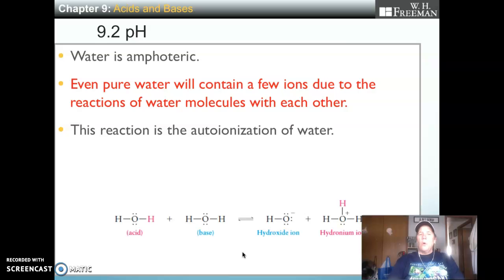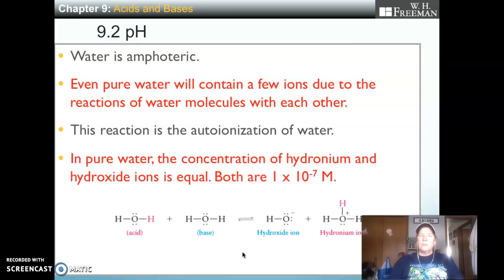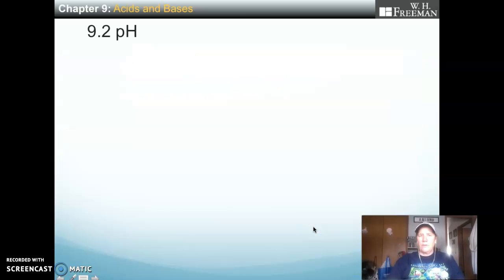So water auto-ionizes. Just let it sit and it'll still break down into those ions. In pure water, if you've got distilled water, the concentration of hydronium and hydroxide, H3O is hydronium, OH is hydroxide, is 1 times 10 to the negative 7. They both equal each other, and that's why the pH is 7.